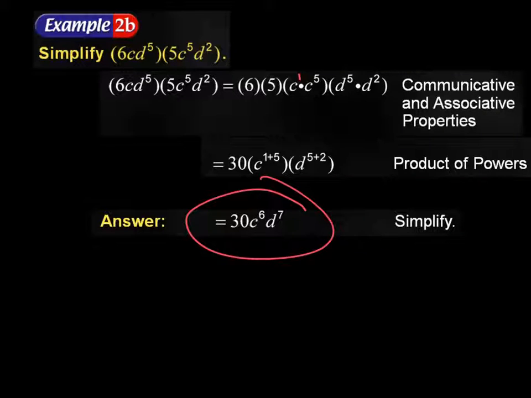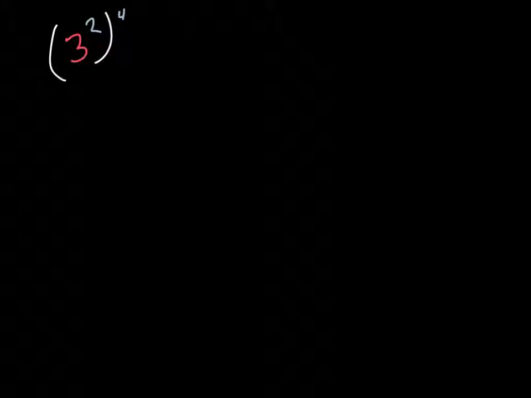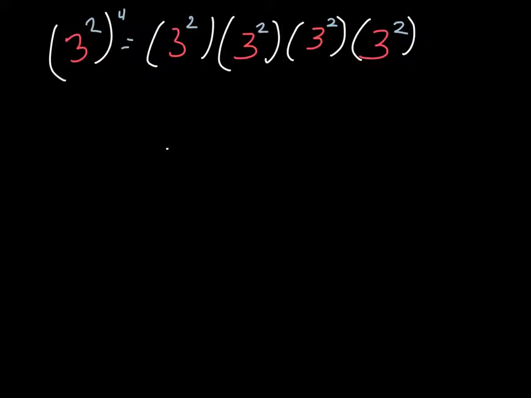We can use that definition of exponents to look at another rule, which is called power of a power. We're going to start off developing that one the same way. If we do 3 squared to the 4th, we need to have our 3 squared written out 4 times. And we can apply the product of powers rule that we just learned. So that would be 3 to the 2 plus 2 plus 2 plus 2.